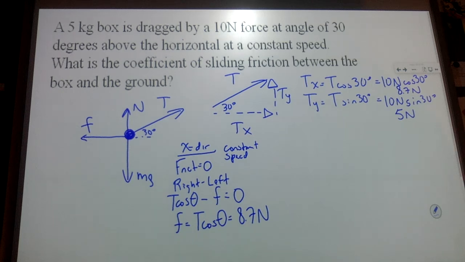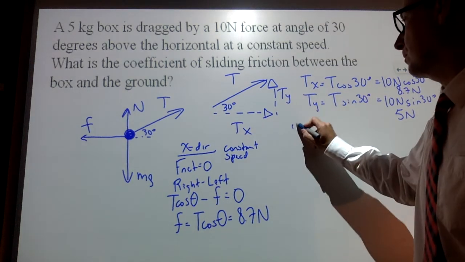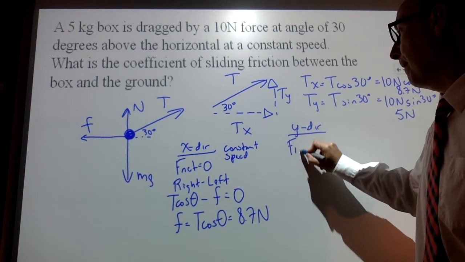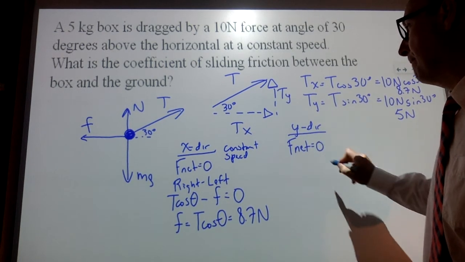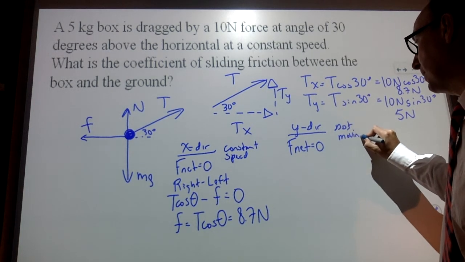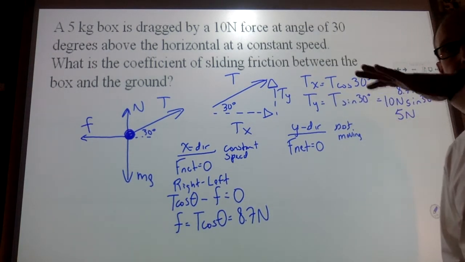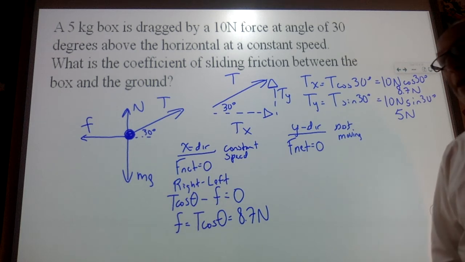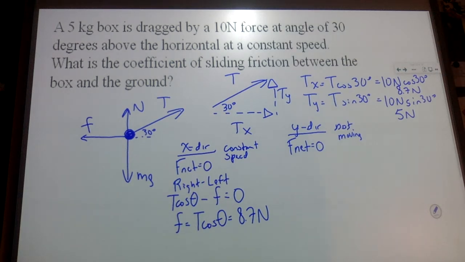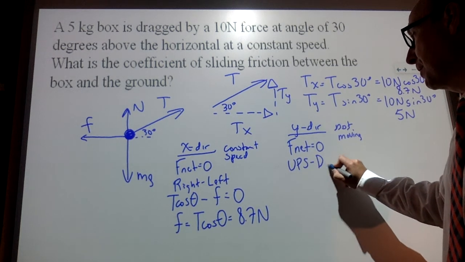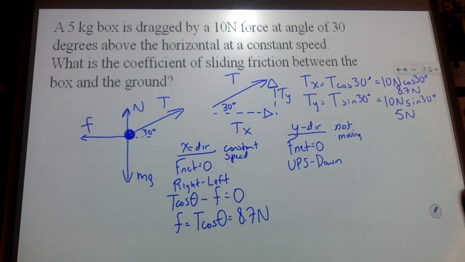In the y direction, Fnet's also 0 because it is not moving. So when you drag something sideways, it doesn't lift it up or down, hopefully. It's just going side to side. So we would say it's at rest in the y direction. So now I'm going to take my ups minus my down.